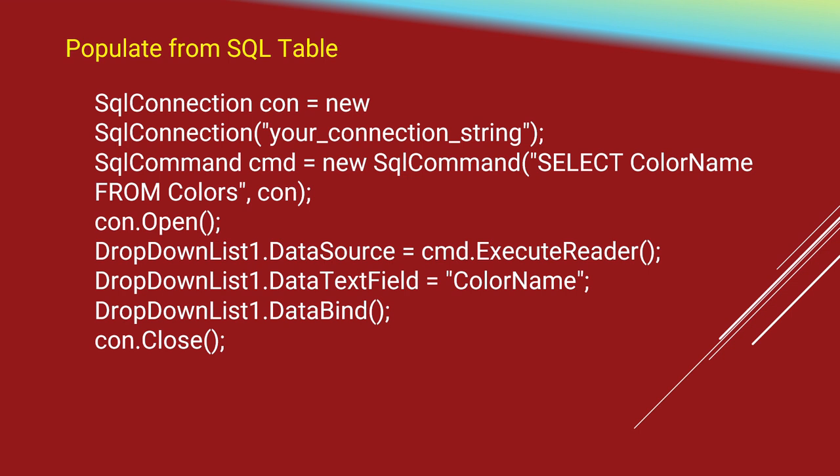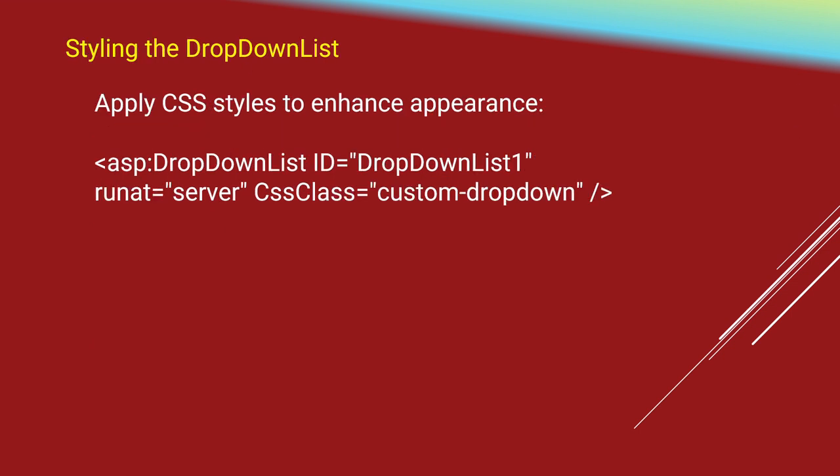You can style your drop-down list using CSS for a better visual experience. Add a CSS class and define styles like width, color, and padding in your CSS file. A well-designed interface encourages better user engagement.